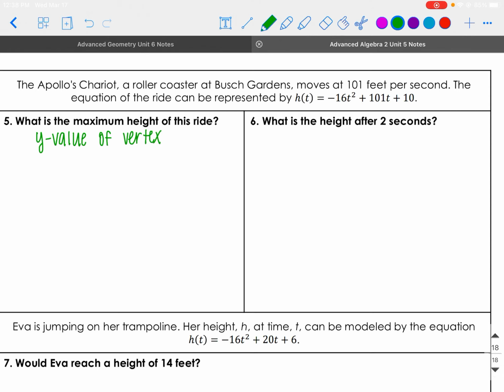In order to find the y value, we still have to find the x first. So x is negative b over 2a. So negative 101 over 2 times negative 16. Which is 3.16. So it took about 3 seconds to get to the height. But we want to know the actual height. So now we have to plug that back in.